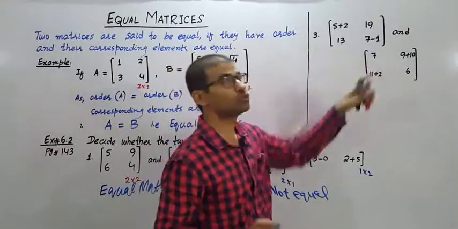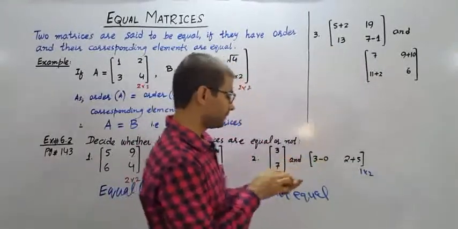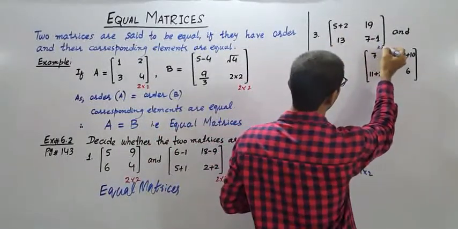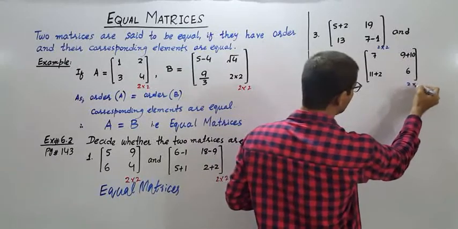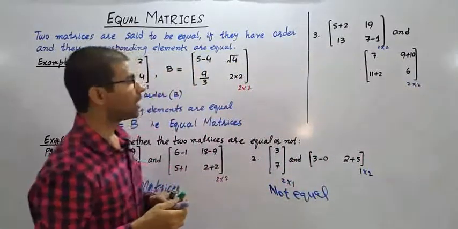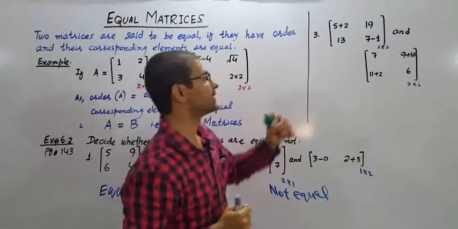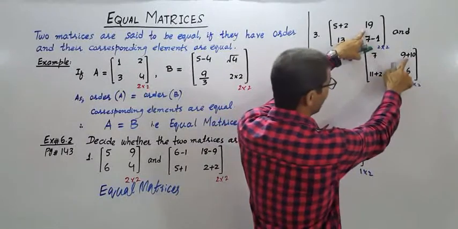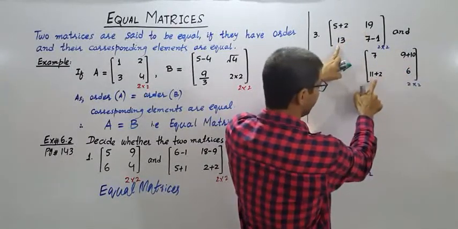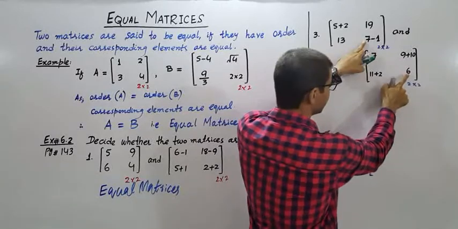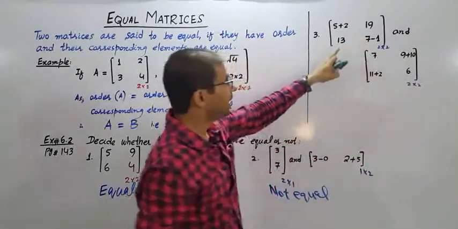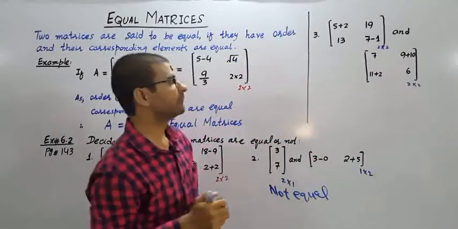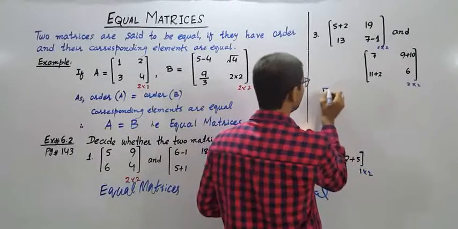Now question number 3. In question number 3 we have two matrices. Are they equal or not? For this, observe their order. The order of the first matrix is 2 by 2. The order of the second matrix is also 2 by 2. Now observe their corresponding elements. 5 plus 2 is 7. 9 plus 10 is 19. 11 plus 2 is 13. 7 minus 1 is 6, and this is also 6. The order is the same, 2 by 2 and 2 by 2, and the corresponding elements are also the same. So these two matrices are also equal matrices.